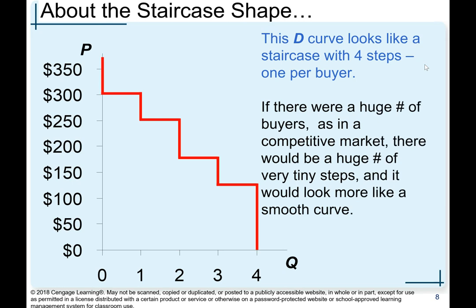But this demand curve looks like a staircase with four steps, one per buyer. If there were a huge number of buyers, as in a competitive market, there would be a huge number of very tiny steps, and it would look more like a smooth curve. So the demand curve that you probably are used to seeing is a smooth straight line. Picture in your mind that those are millions and millions of demand curves. Each of them, if you put a microscope to them, will look like a staircase.